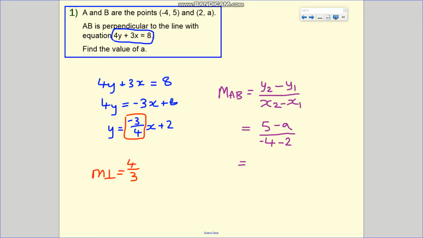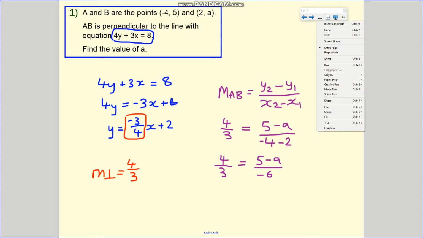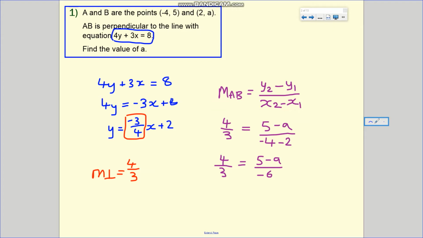Alright, so I know that my gradient has to be 4 over 3, so I might just put that in as well. 4 over 3 is equal to 5 minus a over negative 6. What I'm going to do is try and make an equivalent to the fraction on the left hand side over here, but with negative 6 on the bottom. So I'm going to multiply this 3 by negative 2, and that will make negative 6.